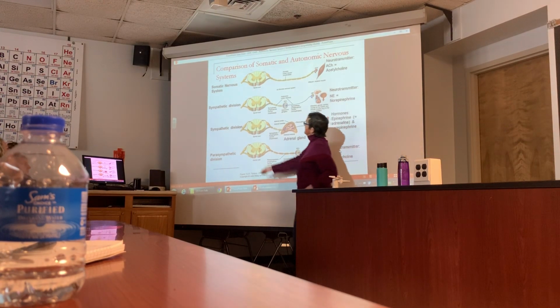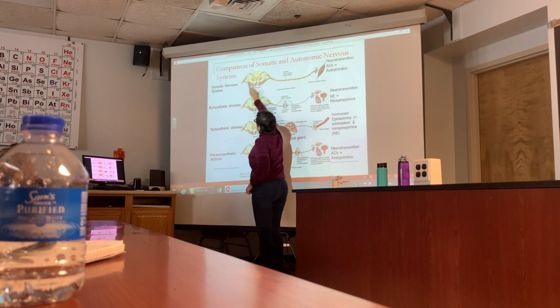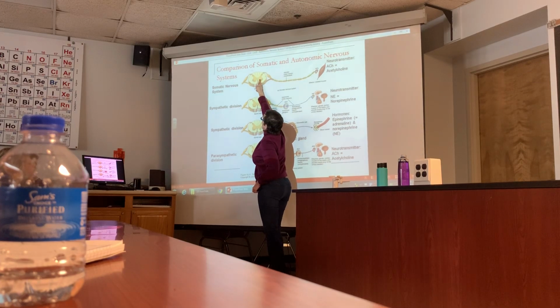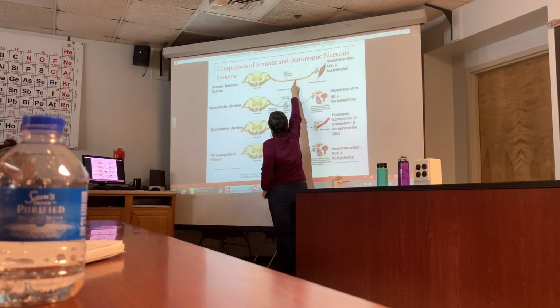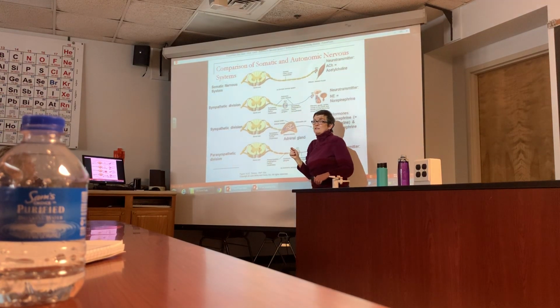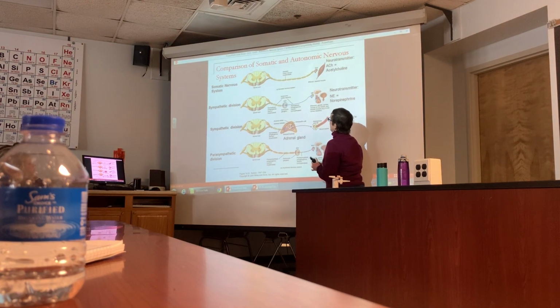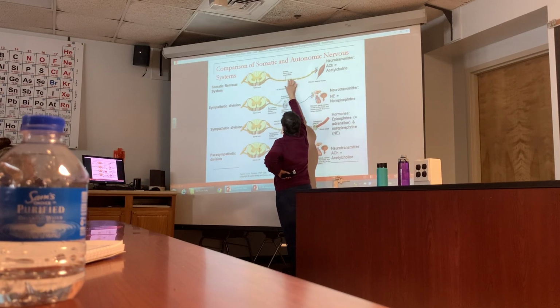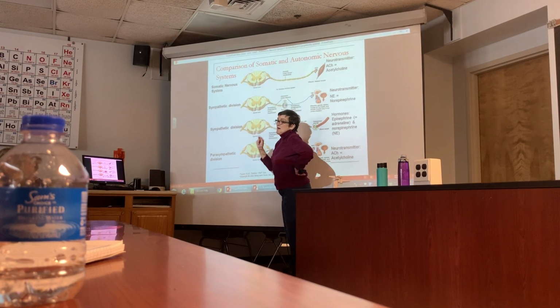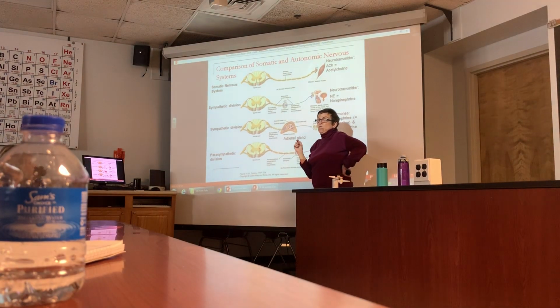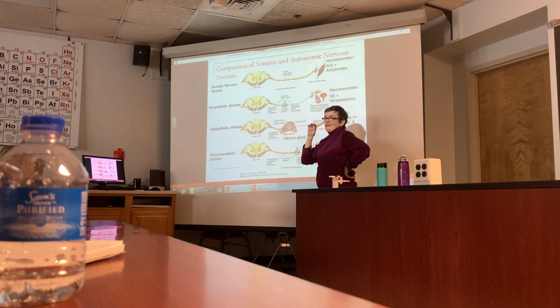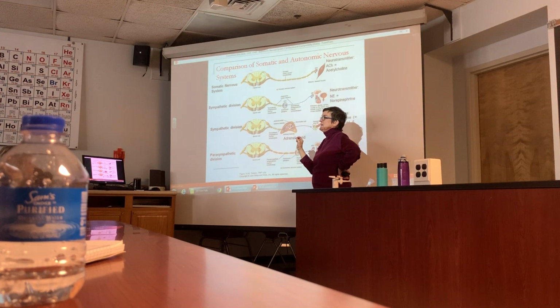But here is the somatic motor neuron right here. There's the cell body and dendrites, there's the axon, and here you can see it going all the way to the effector, which is skeletal muscle of some type. Notice that, again, one neuron in the pathway. The axon is myelinated.